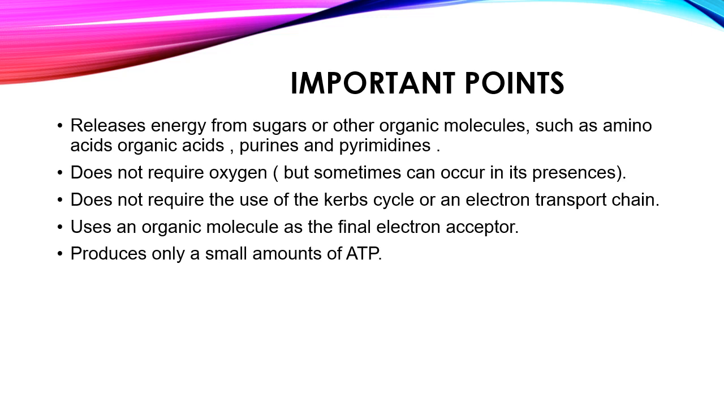This process only produces a small amount of ATP when compared to the other aerobic processes, because much of the original energy in glucose remains in the chemical bonds of the organic end products such as lactic acid or ethanol. Therefore, only very small amounts of ATP are produced as much energy is conserved in the chemical bonds of the end products.